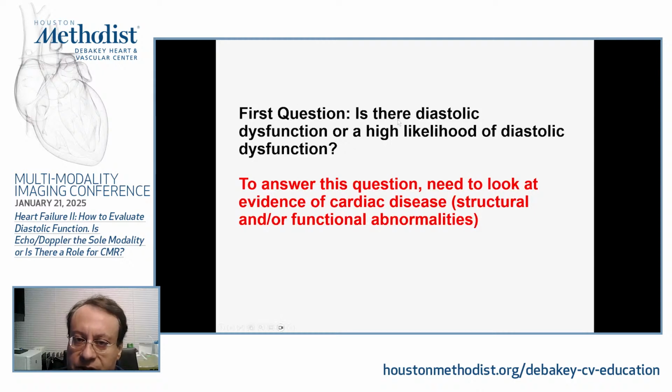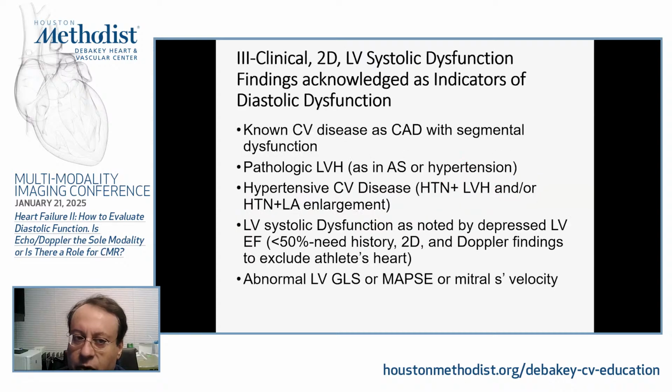So the first question, is there diastolic dysfunction or a high likelihood of diastolic dysfunction? And it is important to look at clinical information and what the left ventricle looks like. Is this a structurally abnormal heart? Do we see functional abnormalities or not? For example, someone can have hypertension or coronary artery disease with multiple segments having wall motion abnormalities, increased wall thickness because of aortic stenosis or hypertension, or hypertension leading to increased wall thickness and left atrial enlargement.